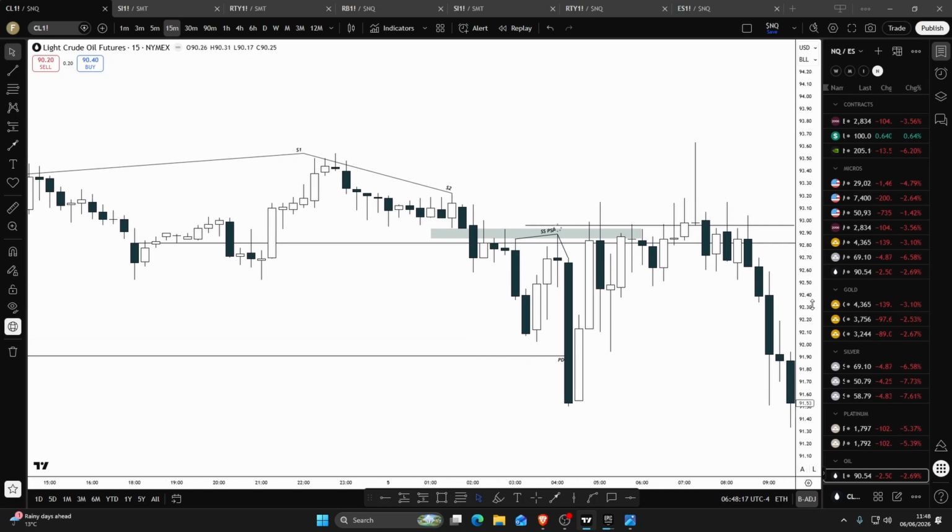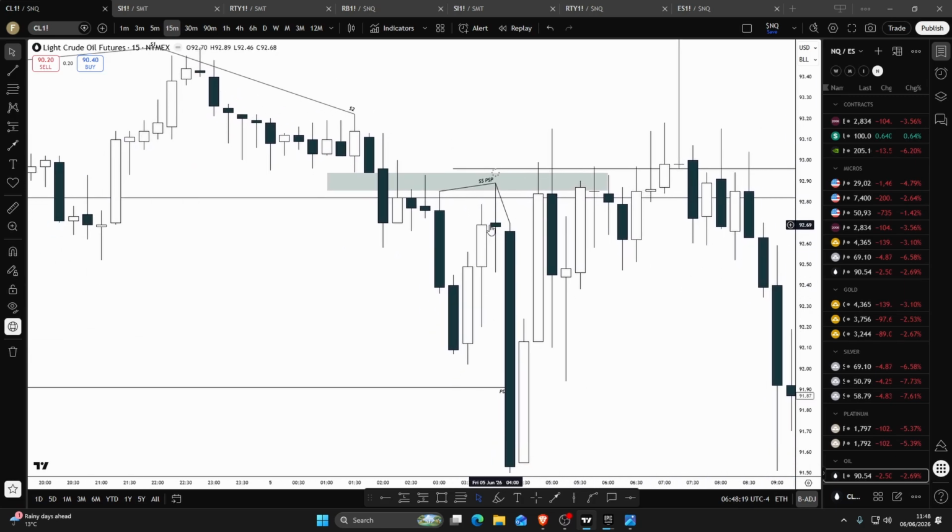And then we put in this 2-stage SMT. So what happens here is we close bearish on this 15-minute candle, but we took out this high. Now on the other assets, we didn't take out this high. Then we closed bullish here. So we had a strength switch PSP. And then we also had a 2-stage because here we closed bearish and we don't take out the 15-minute high.